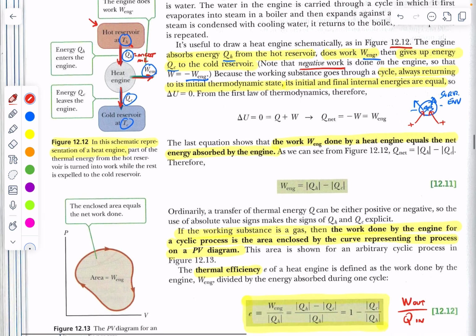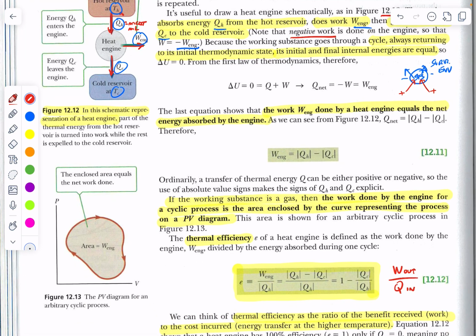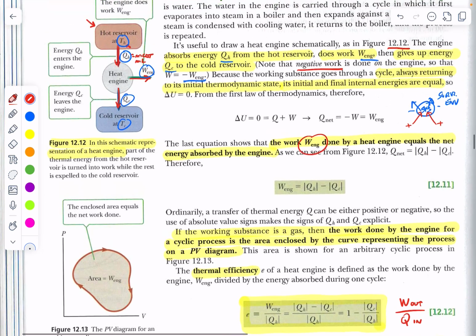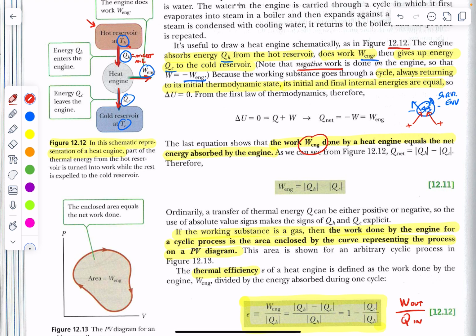So the work done by the engine equals the net energy absorbed by the engine. So, in other words, we have to find the difference between the heat coming in and the heat going out. If we measure our heat in joules, not in calories, and we measure our work in joules, we don't need that mechanical equivalent of heat, J, like maybe you've seen in a lab before when Q is in calories. We don't need that.